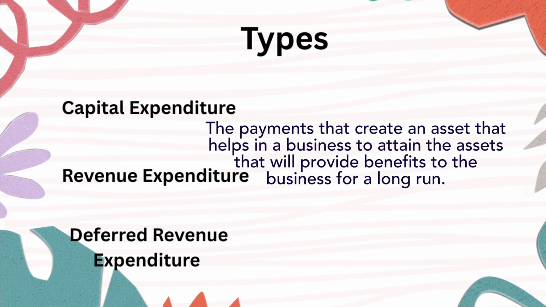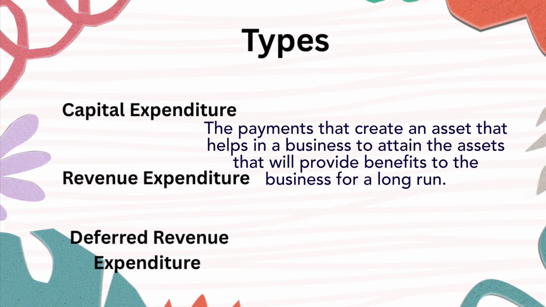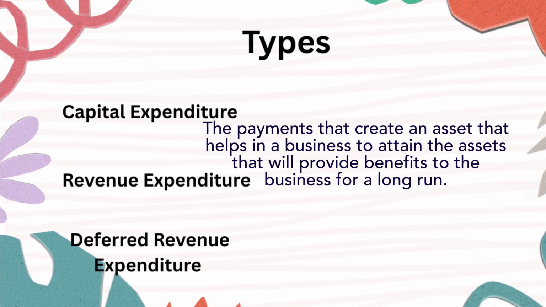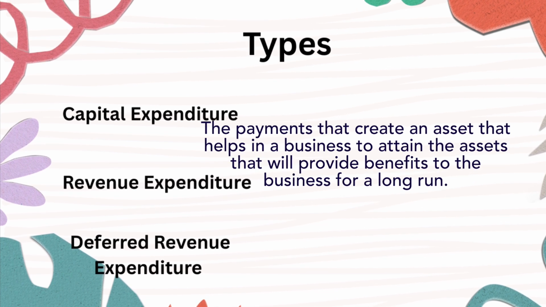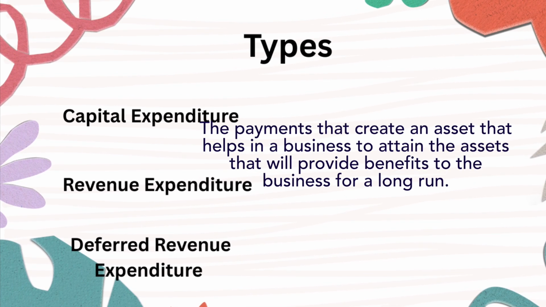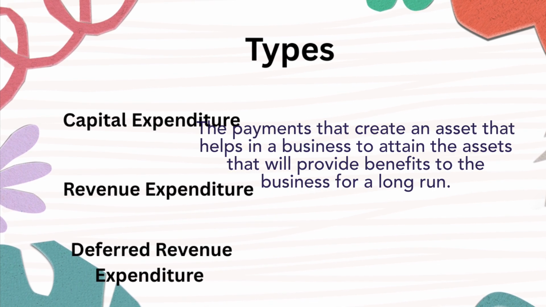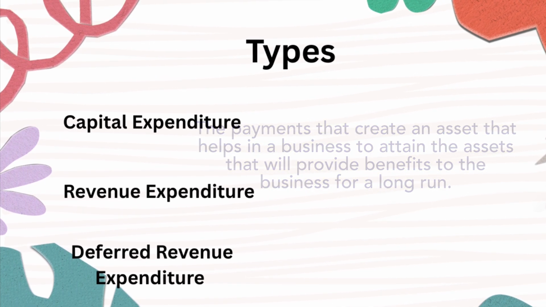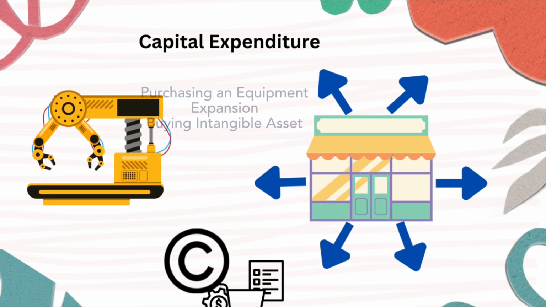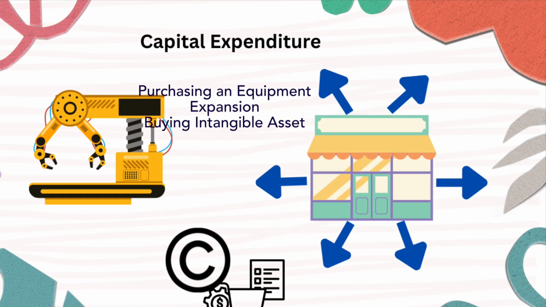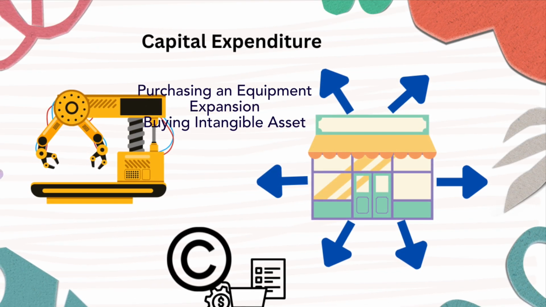Now, what are capital expenditure? The payments that create an asset that helps in a business to attain the assets that will provide benefits to the business for a long run are considered as a capital expenditure. Like, for example, we are purchasing any equipment or we are improving the current framework of assets.